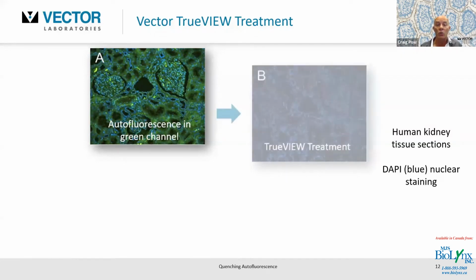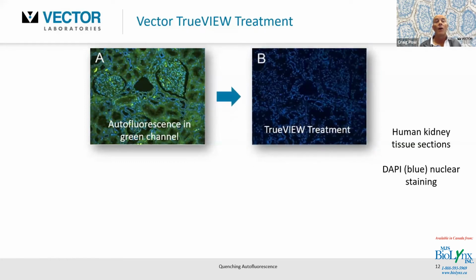So when we treat it with TrueView, what happens? All of that background autofluorescence is eliminated, and you can certainly see now the nice blue DAPI nuclear counterstain and a deep dark background. So if you did have a specific green signal there you were trying to identify, this would make it certainly a lot easier.